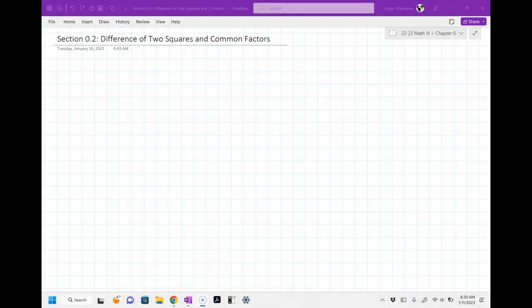All right, so section 0.2, we have two types of factor. Okay, difference of two squares, which is usually two terms, and there's a minus sign in between. That's kind of like the easy way to figure out that it is one of those things. So it's just two terms. And then common factors, which is also one of the easier types of ways to factor because all you're looking for is something they have in common.